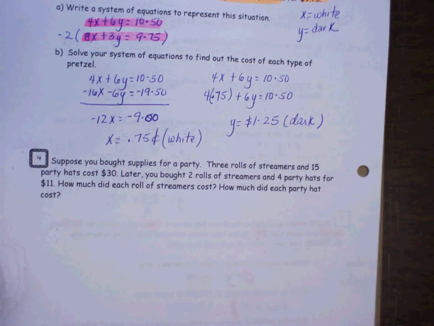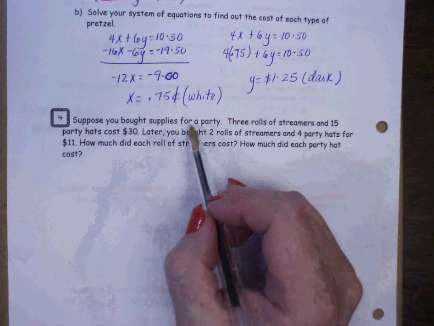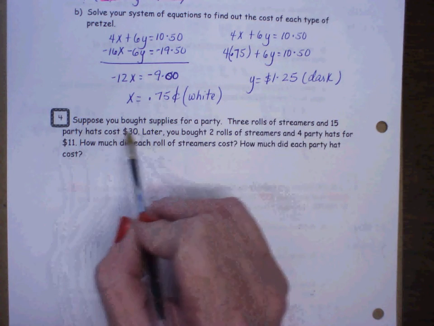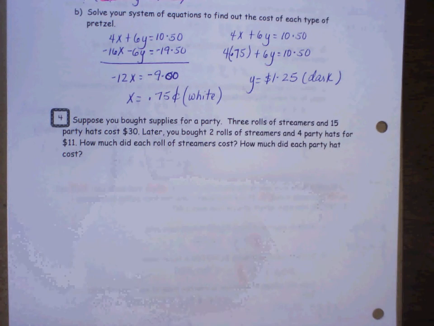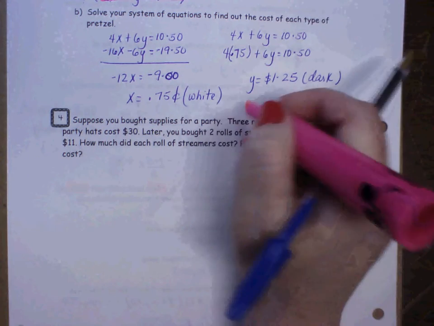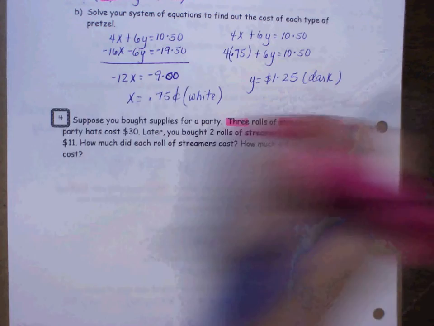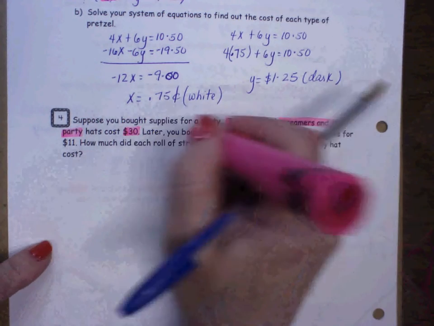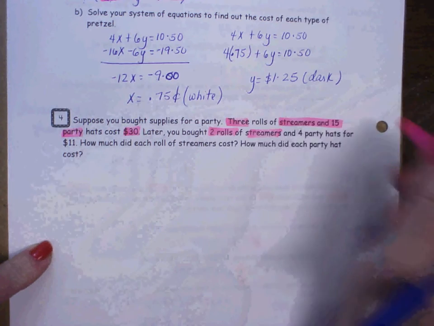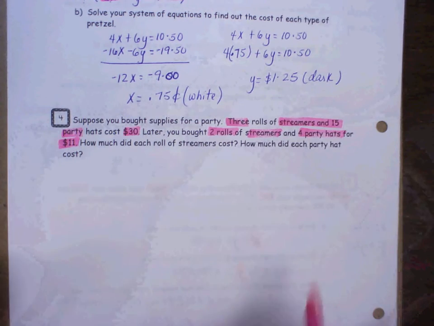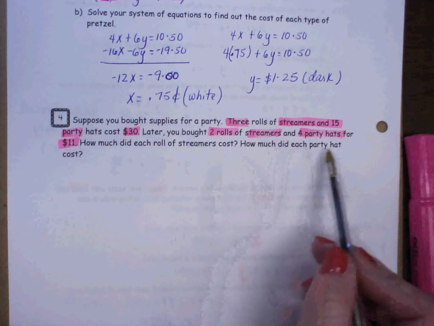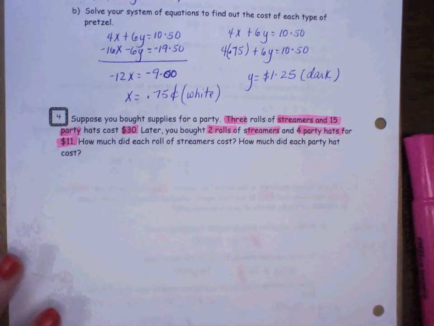Alright, suppose you bought supplies for a party. 3 rolls of streamers and 15 party hats cost $30. Later you bought 2 rolls of streamers and 4 party hats for $11. How much did each roll of streamer cost? How much did each party hat cost? Okay, the first thing is, what is X and what is Y?